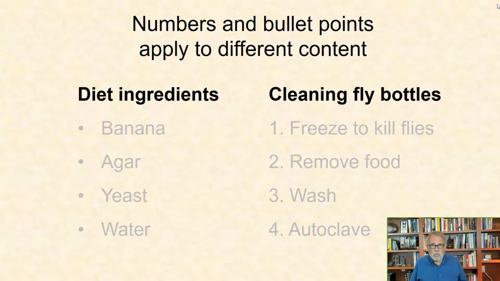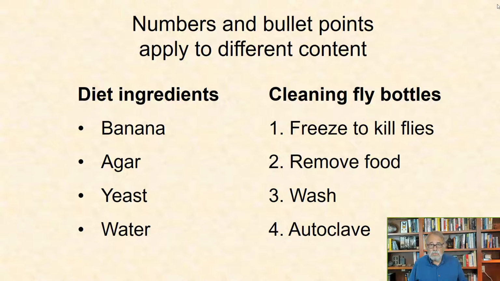Use bullet points when order does not matter, such as in ingredients for Drosophila diet. However, use numbers when order or sequence does matter, such as the sequence for cleaning fly bottles.